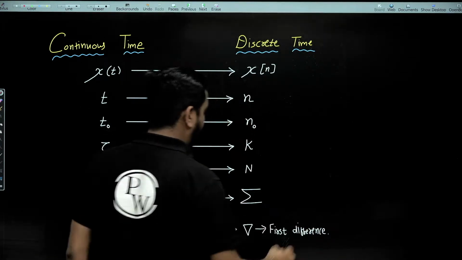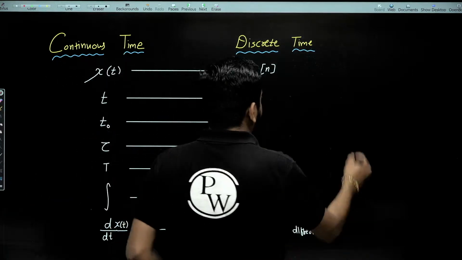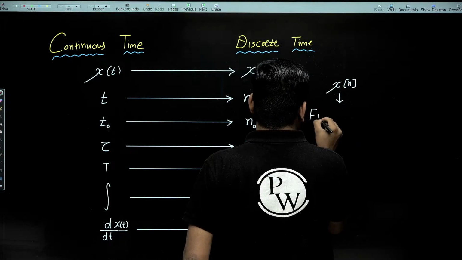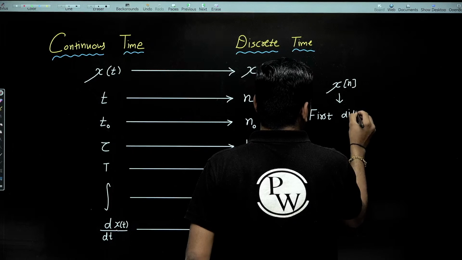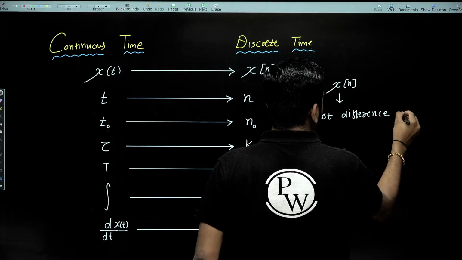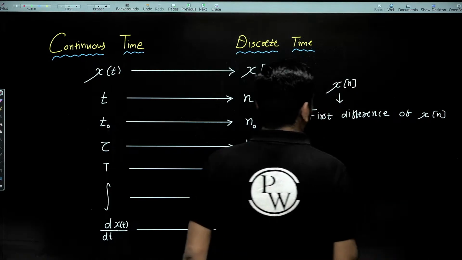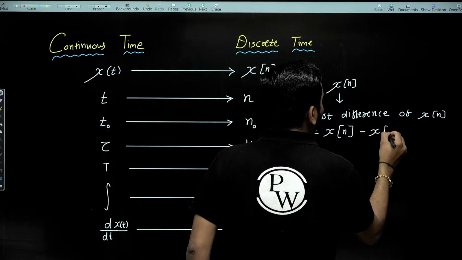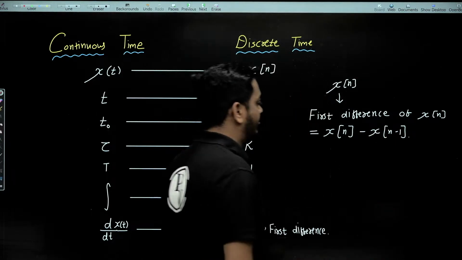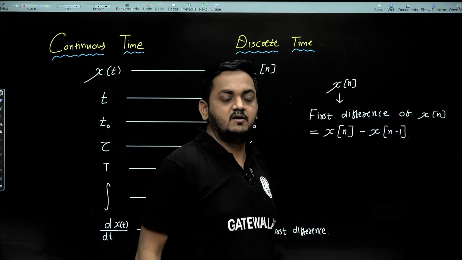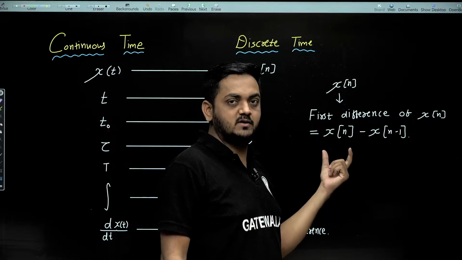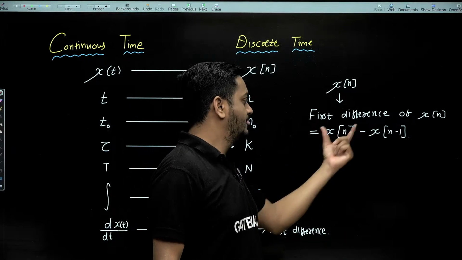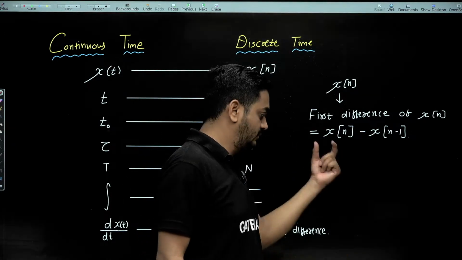With an example also I will tell you, guys. First difference. See, first difference means what? Suppose x of n is there. Then its first difference is given by: first difference of x of n is equal to x of n minus x of n minus 1. This way we are defining the first difference of x of n, guys. With an example also I will tell you, don't worry. So if someone is asking the first difference of the x of n signal, then it is nothing but x of n minus x of n minus 1.